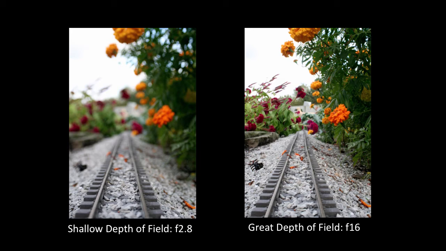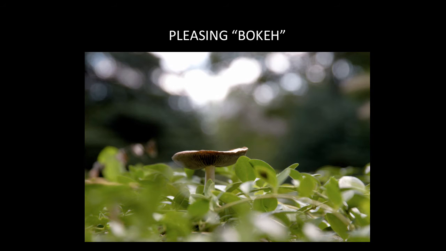The image on the left was taken wide open at f2.8 and has very little in focus. In contrast, the one on the right was taken closed down at f16 and is sharp all over. One of the advantages a DSLR camera has over phones and point and shoots is the ability to have control over these settings. Here's an image with shallow depth of field.